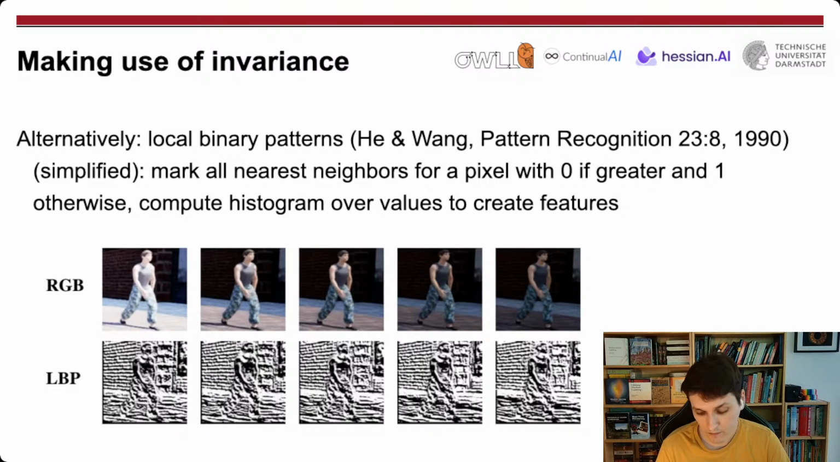And alternatively, we could do this maybe even better with so-called local binary patterns, which is another very popular approach from the traditional computer vision literature, where the idea is to take any pixel or any value in the data point and then start looking at all the neighboring pixels. And depending on whether the pixel is greater than the value we're considering or smaller, we'll give it a 0 or 1. And then we can just figure out the histogram over those values and create a new feature from that.